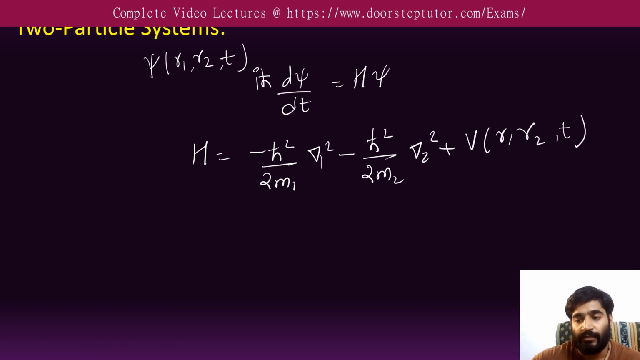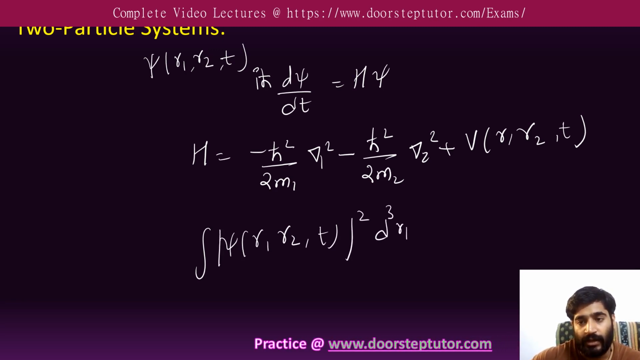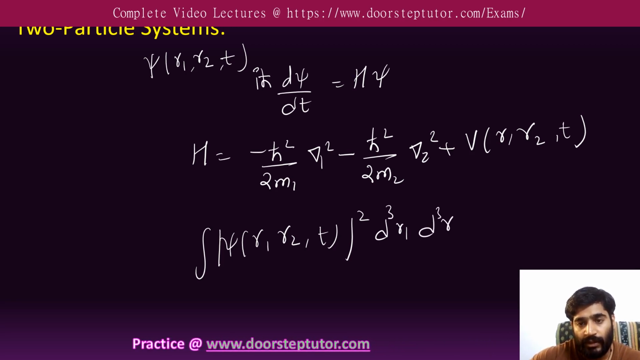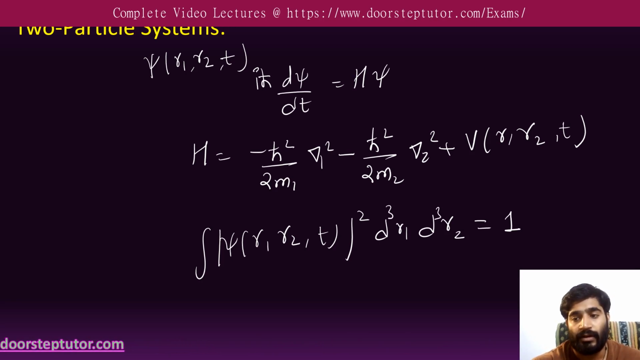And from here, if I statistically interpret the function, and I want to find the normalization of that function, then it will be like the integral of psi of r1, r2 for time t, whole square, d3r1 d3r2, which must be equal to 1. So this is the normalized function we can find.